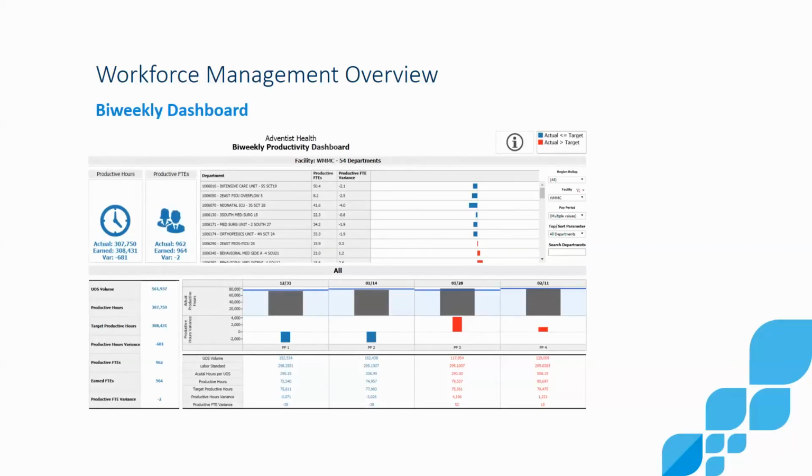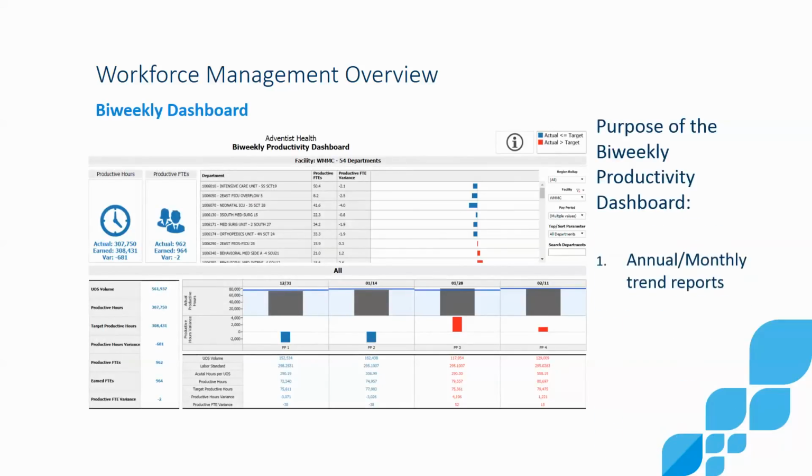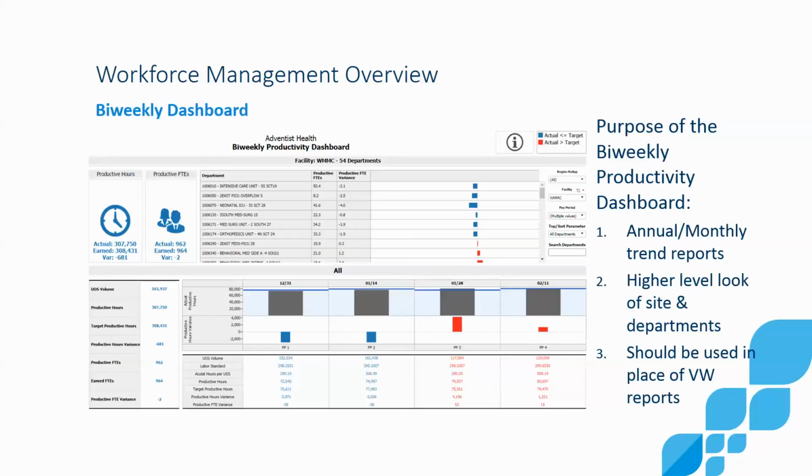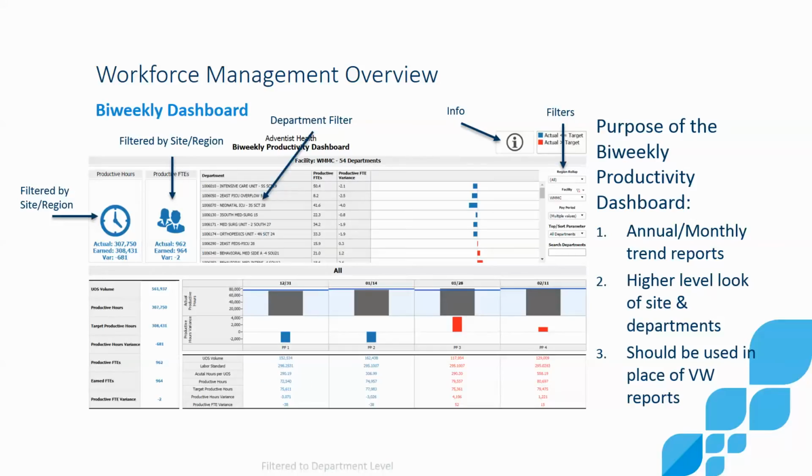The first dashboard we will go over is the bi-weekly dashboard. The purpose of this dashboard is monthly trend reports and higher level looks at site or department performance. The info button here will provide definitions of each metric being measured, as well as a link to outside resources. The top right filters down to region, site, top or bottom performers, and also searches for departments. The top left, hours or FTEs, measures site or region metrics. There's a department filter here where you can select the department, which will then populate these three panes.